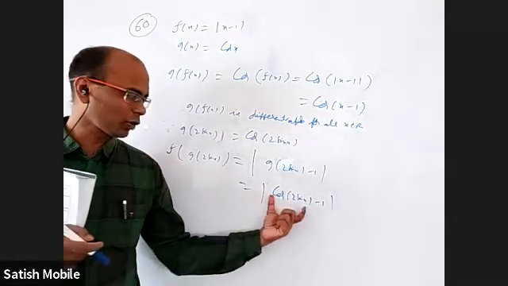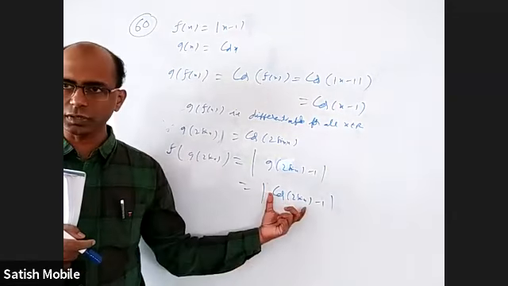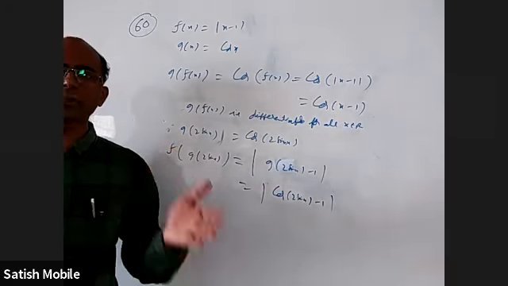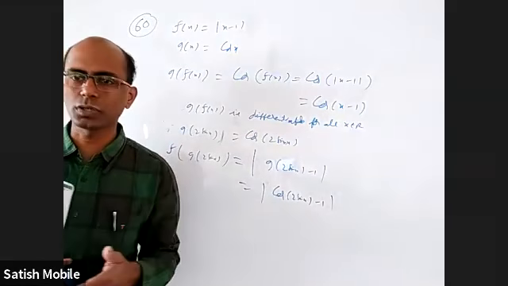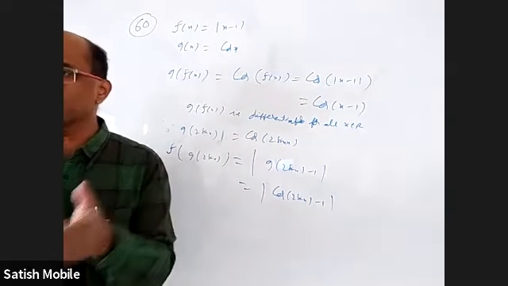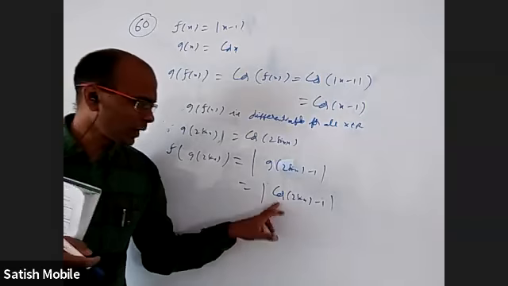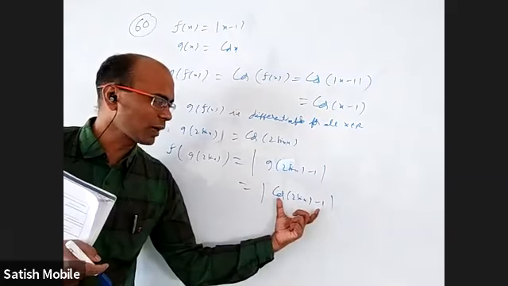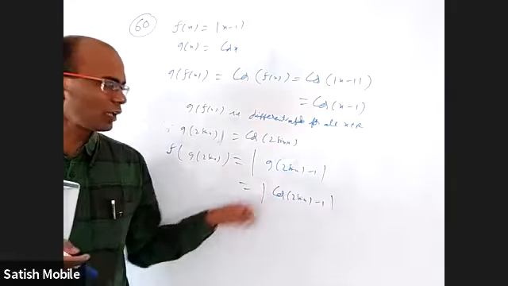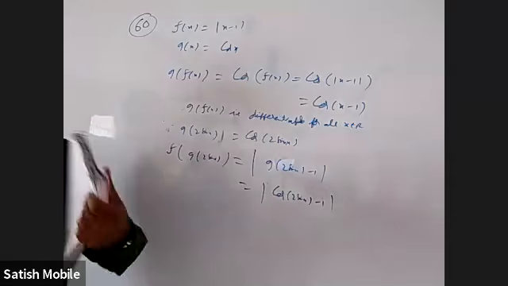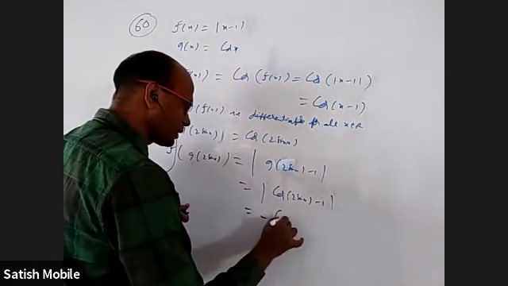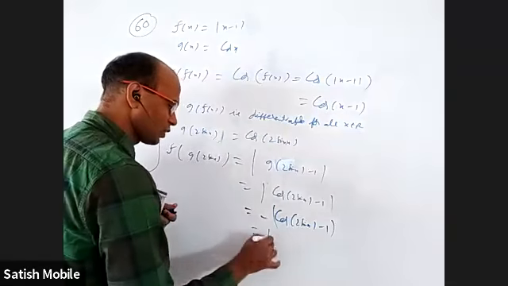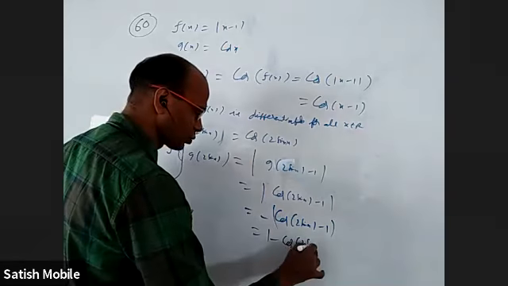You take any number, cos of whatever you take is between minus 1 to 1. When you subtract 1, it will be between what to what? Minus 2 to 0. When it is minus 1, the value is minus 2. When it is 1, it is 0. Because this is between minus 2 to 0, which is always negative, and I remove the mod, I'll get negative of that. So it is minus of cos of 2 sin x minus 1, which is actually 1 minus cos of 2 sin x.